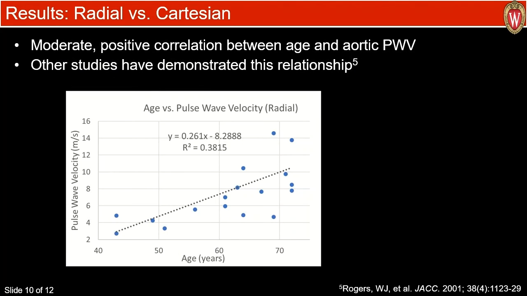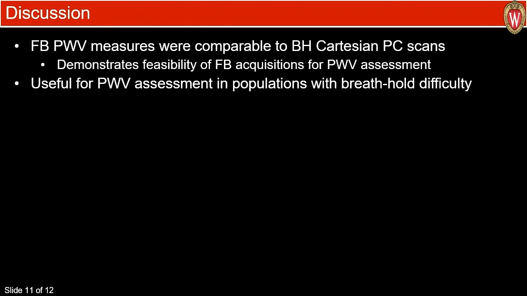A secondary analysis was also performed to investigate pulse wave velocity as a function of age, and our results showed a moderate positive correlation between pulse wave velocity and age, which agrees well with the results from other studies. In summary, our results indicated that pulse wave velocity measures from the free-breathing radial sequence were comparable to that of the breath-hold Cartesian, demonstrating an alternative method for assessing populations that may have breath-hold difficulty.